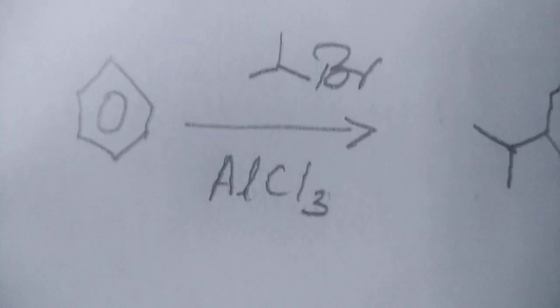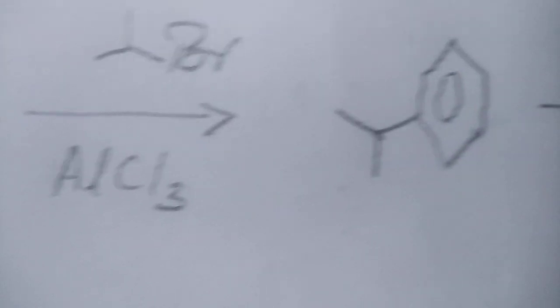Let's write the synthesis. This is the synthesis starting with benzene. Friedel-Crafts alkylation, and we get this alkyl benzene. Then Friedel-Crafts acylation, and we get our target molecule, molecule 1. So the correct orientation is the first thing to keep in mind.